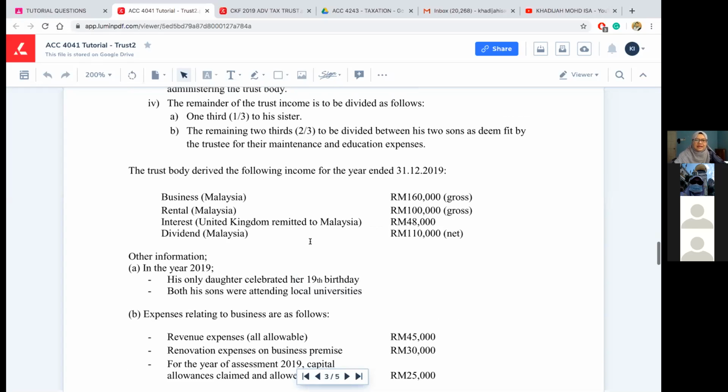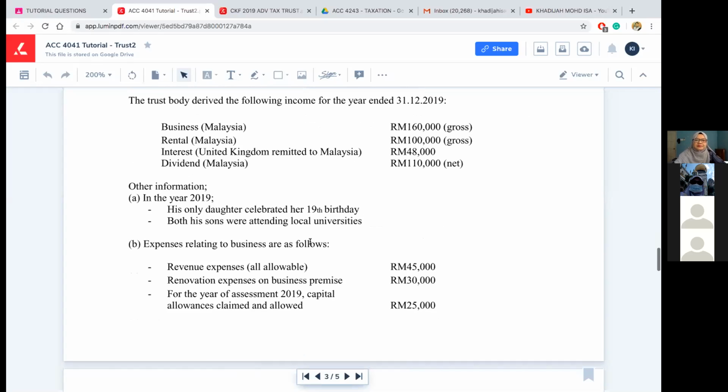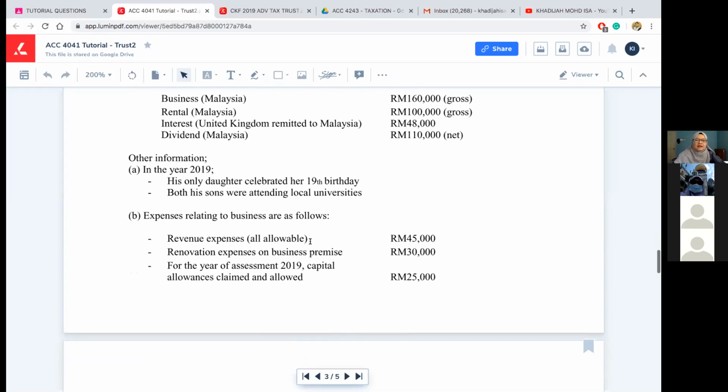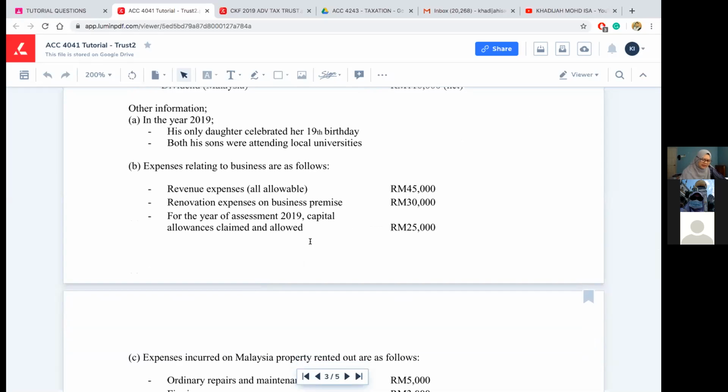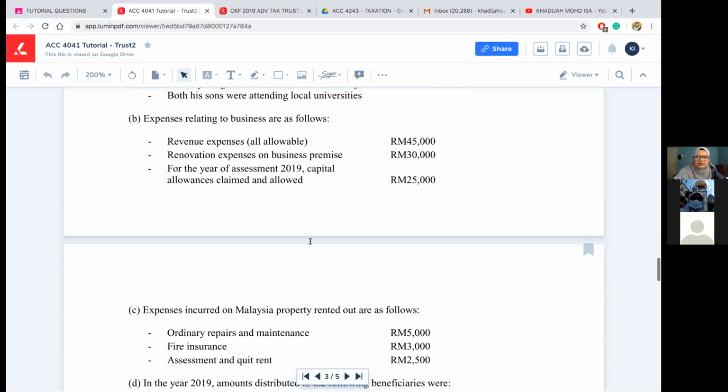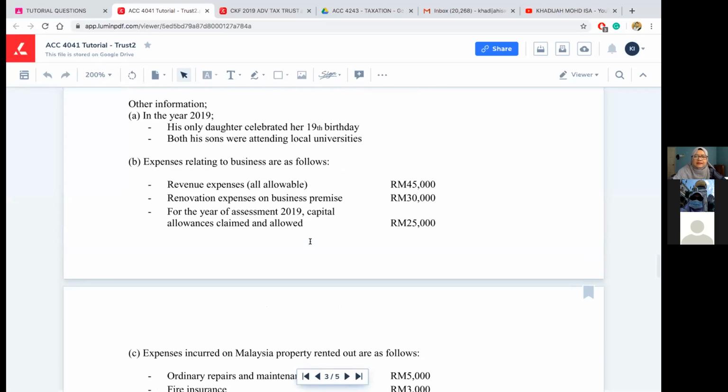Okay, your business income is 160,000, right? Yes. 160,000 minus allowable expense 45,000. Yes. Then renovation is not allowed, then minus 35,000. So that's how you get statutory income. Wrong. Why is it wrong? Show me your working.